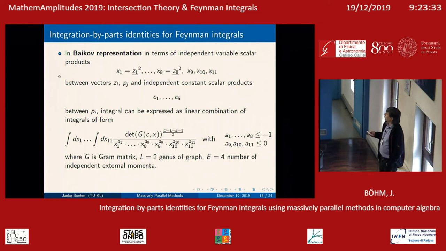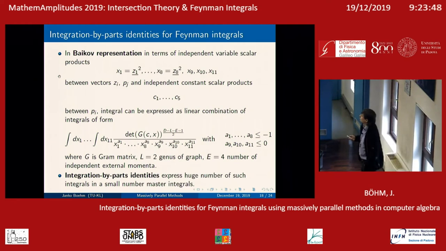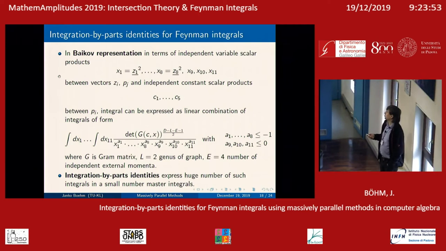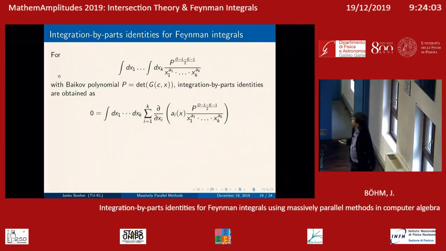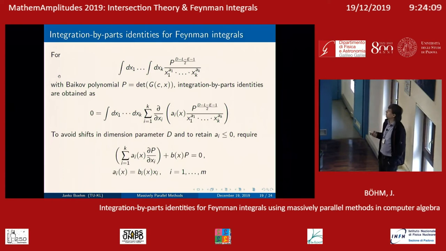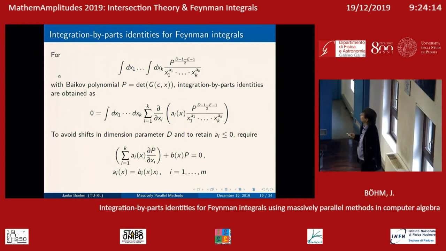Now you can basically write any integral as a linear combination of integrals of this monomial type. And of course, there is an awful lot of monomials, so we want to have these integration by parts identities to relate these integrals. As we have also seen a couple of times, you do such a total derivative and get these identities. And what we do now is we impose some more conditions to get only physically relevant integration by parts identities. So we want to avoid shifts in the dimension parameter, and we want to retain that these exponents are less or equal than 0.